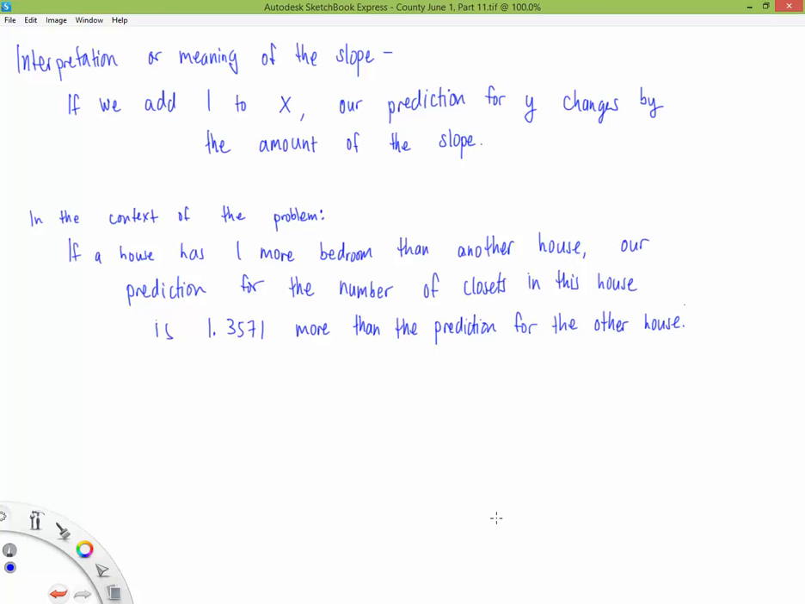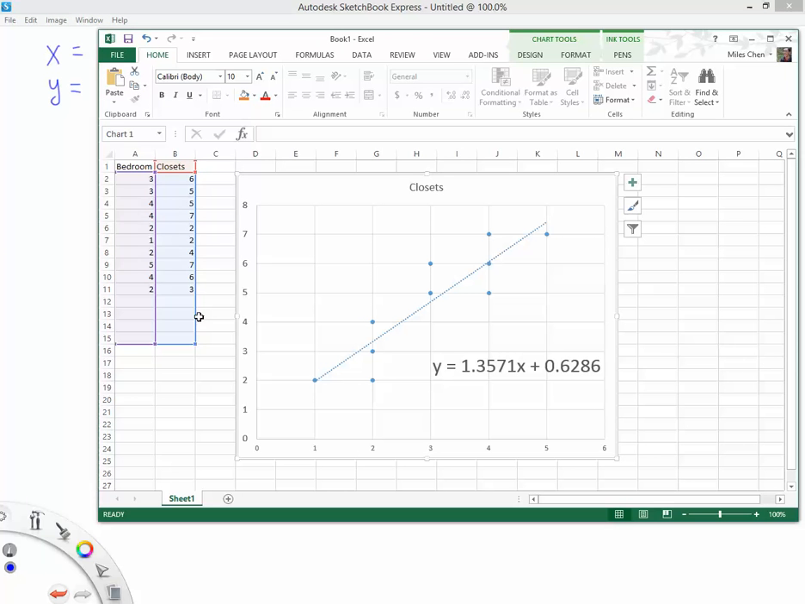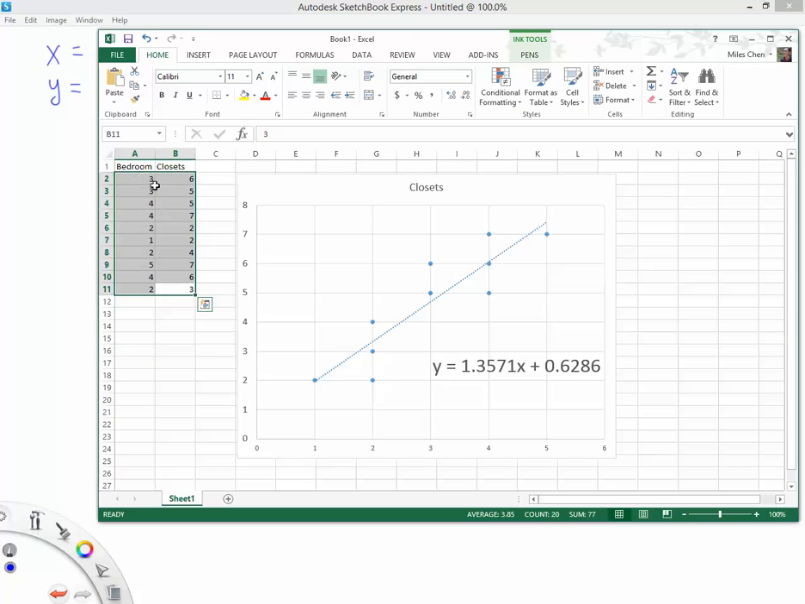So let's try another problem here. Okay, I'm going to just make something up. Let's say we have an x variable and a y variable. We're going to predict, we'll say x is height and y is weight. Okay, and don't hold me to this.